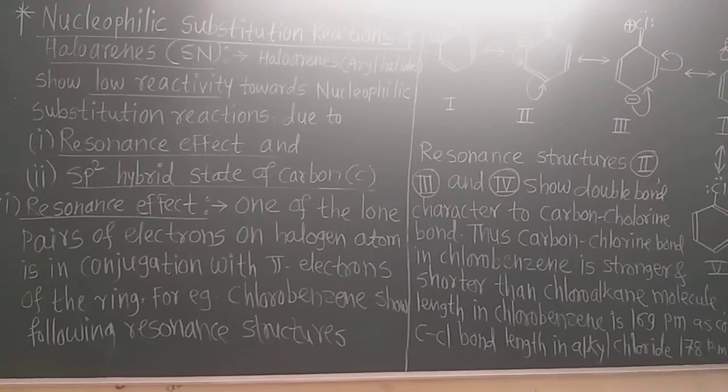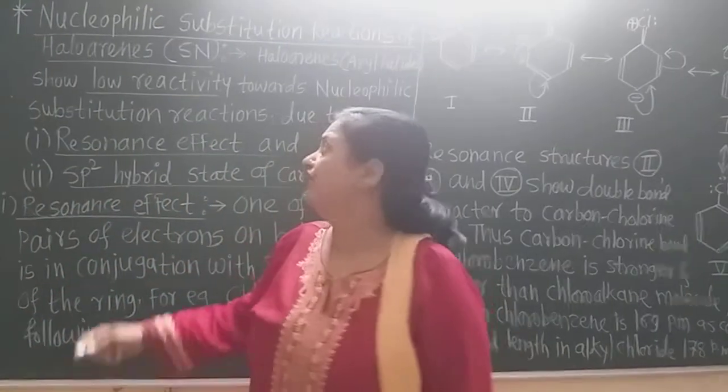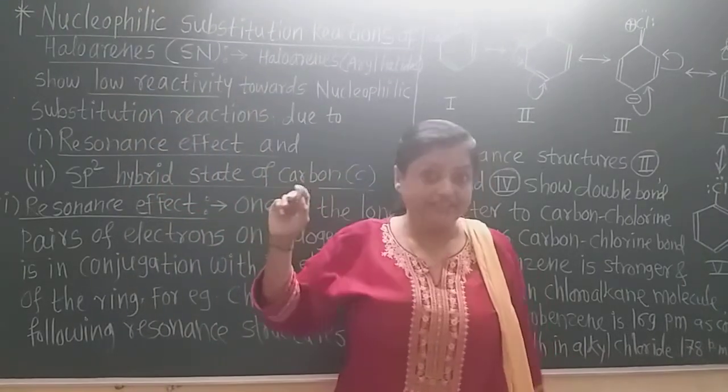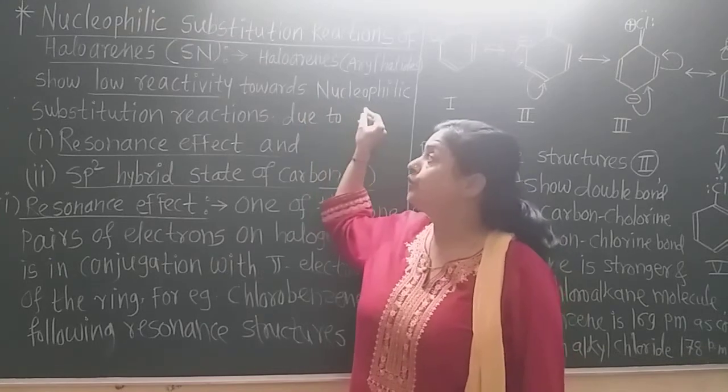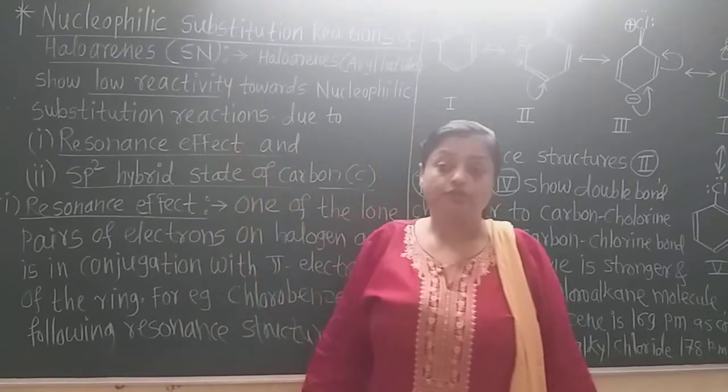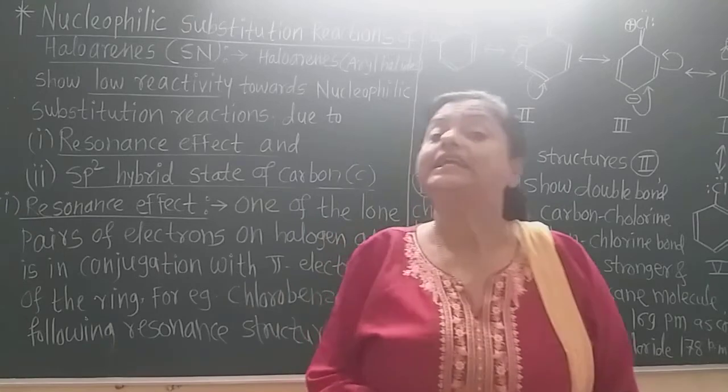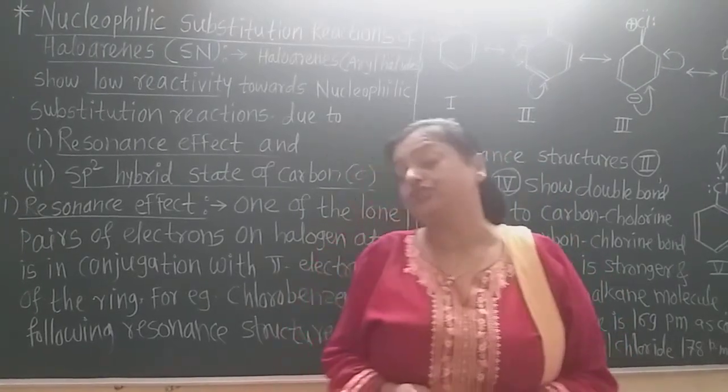Now haloarenes means aryl halides. That means the halogen atom is directly attached to the benzene ring. So they are called haloarenes or aryl halides. They show very low reactivity, or slow reactions, towards nucleophilic substitution reaction.